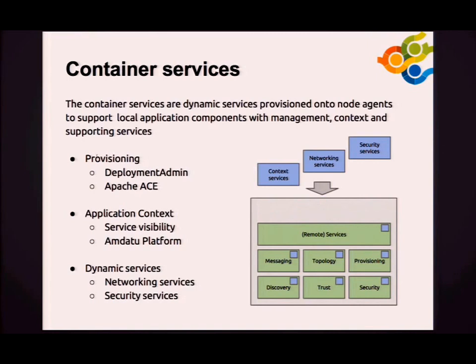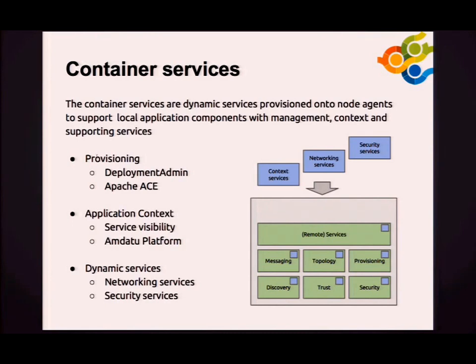So how are we doing that? Provisioning, we're using the Apache ACE project. It's an OSGi software provisioning framework that uses the deployment admin specification from the OSGi spec to be able to do fine-grained software updates to OSGi runtimes. We're using some components from the Amdatu project to do application context, so service visibility, on-demand services.